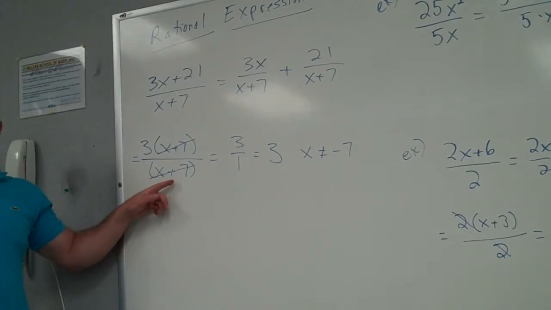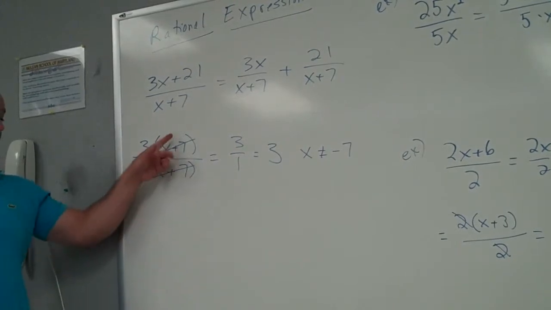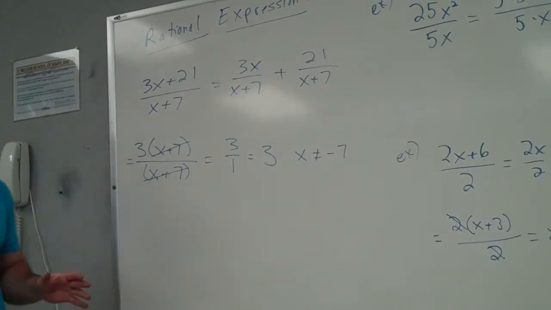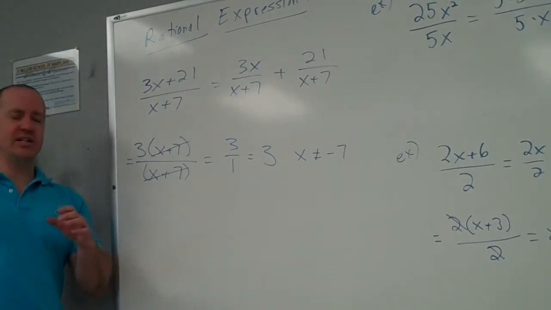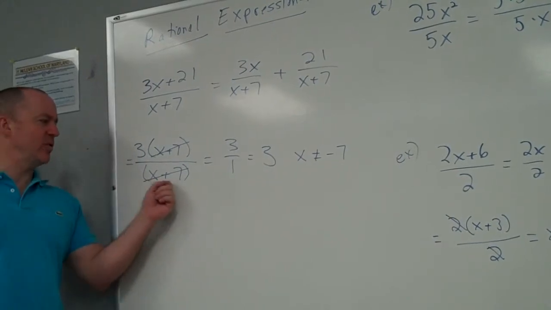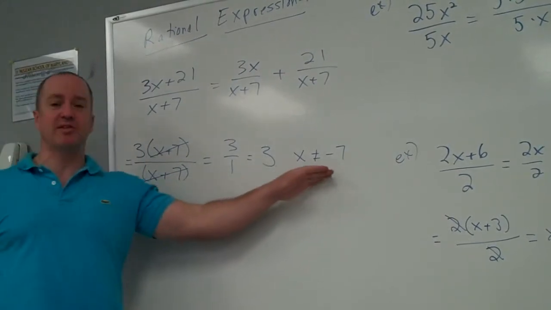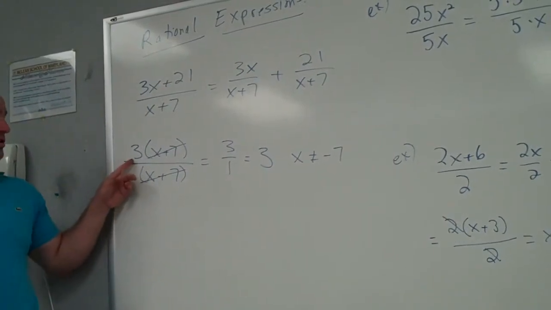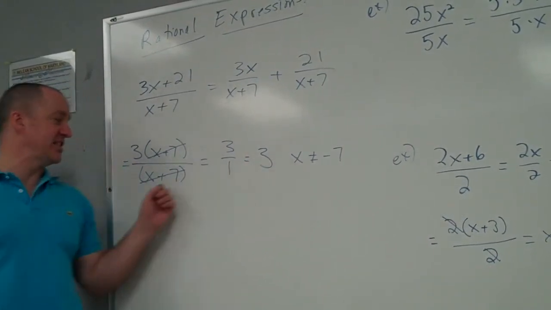Yeah. Dividing by 0 doesn't equal anything. Dividing by 0 is a little crazy. I'll go into that in a little more detail later. So, whatever would make 0 on the bottom, you're supposed to say x can't be equal to that. This only equals 3 as long as x does not equal -7.